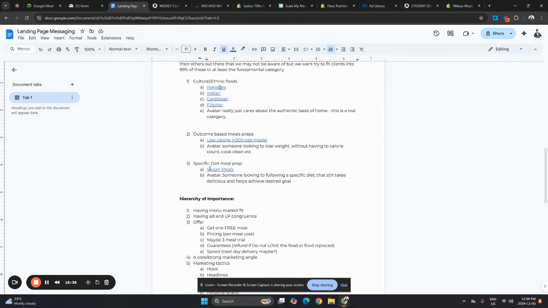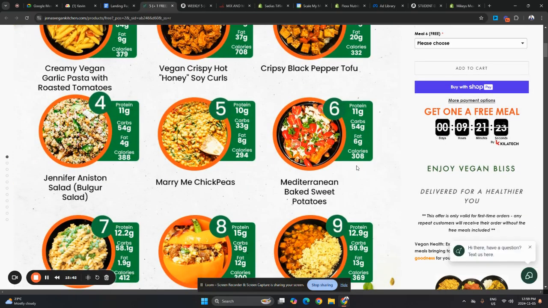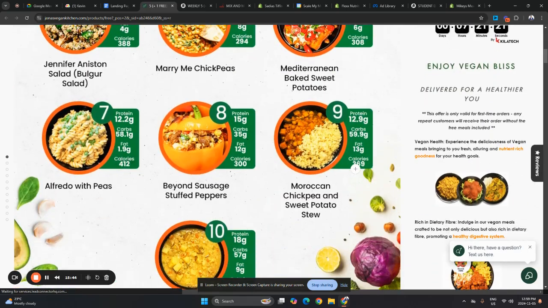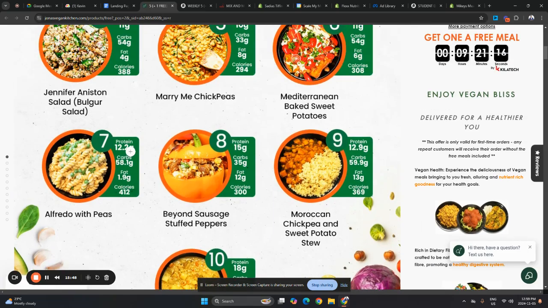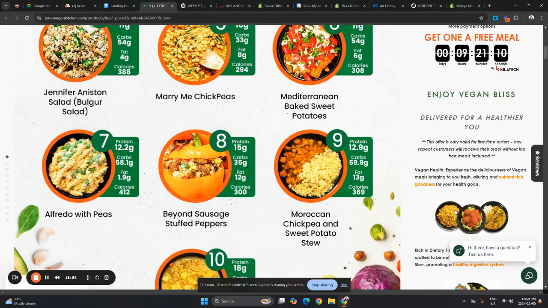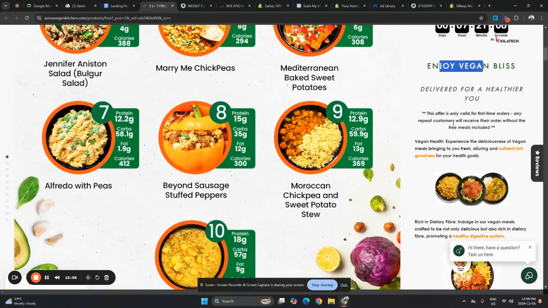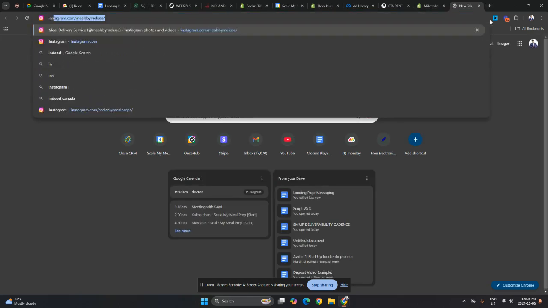And then specific diet meal preps, vegan meals work really well. So this is somebody that just sells vegan. Vegan's pretty easy to sell. You just gotta be like, it's vegan, but it actually tastes really good. And people really like meals that are vegan but taste like chicken, perhaps. Enjoy vegan bliss. We have a really cool ad that we did for this client that crushed it, and it's on our Instagram.